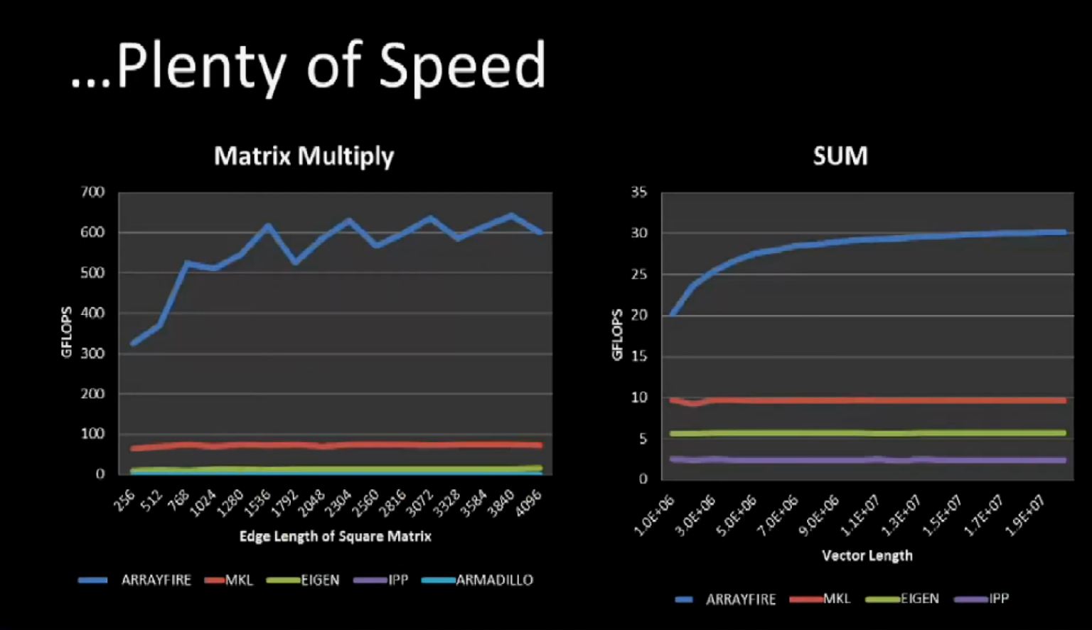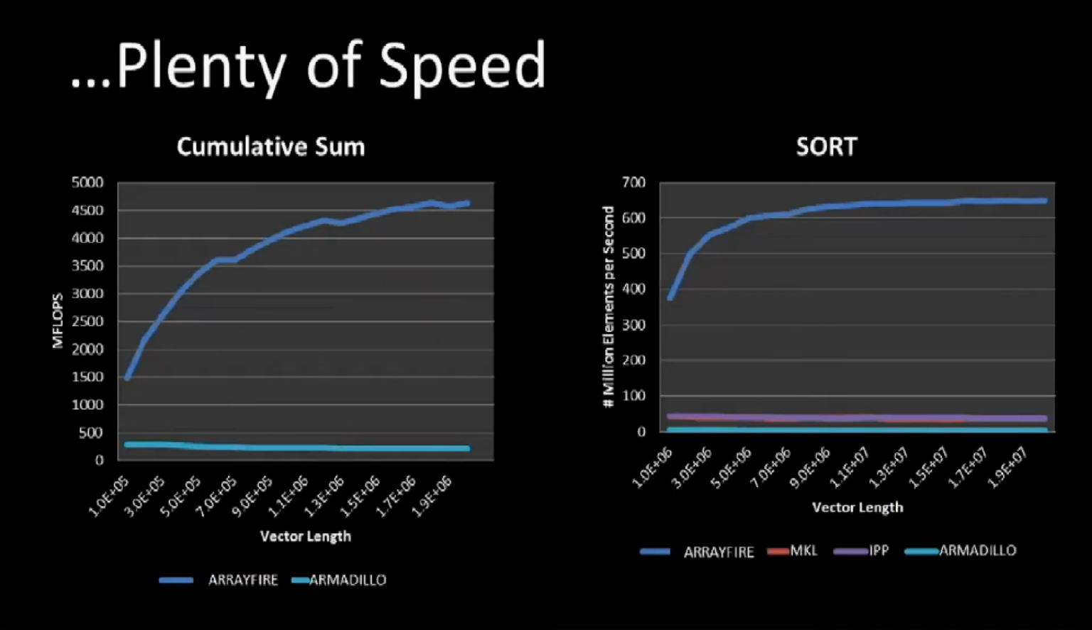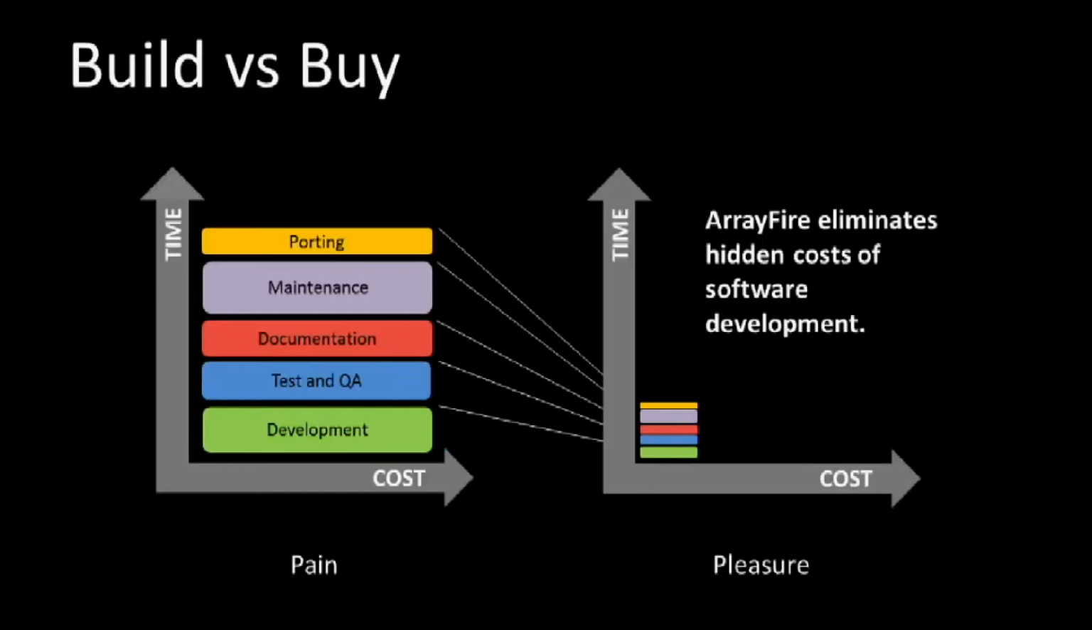These are just a few slides I wanted to fly by real quick, showing the speed that ArrayFire has. This is an example of a matrix multiply and a sum. As you can see, it's comparing ArrayFire to other products that might be out there: MKL, Eigen, IPP, and Armadillo. ArrayFire's performance is significantly faster. Here's convolution, and also there's a cumulative sum and a sort function. So ArrayFire has plenty of speed.